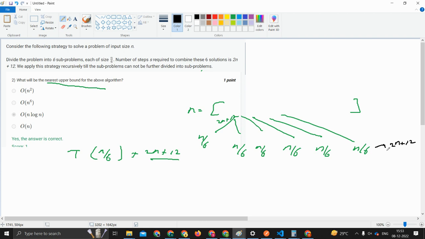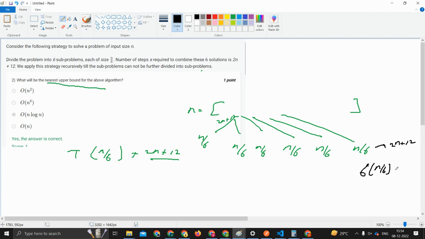Then each n by 6 is going to be 6 subproblems of n by 6, right? Again 6. So that means how many do you have? 6. So this 2n plus 12 into 6, can we do that? The operation 2n plus 12 into 6, that's constant.